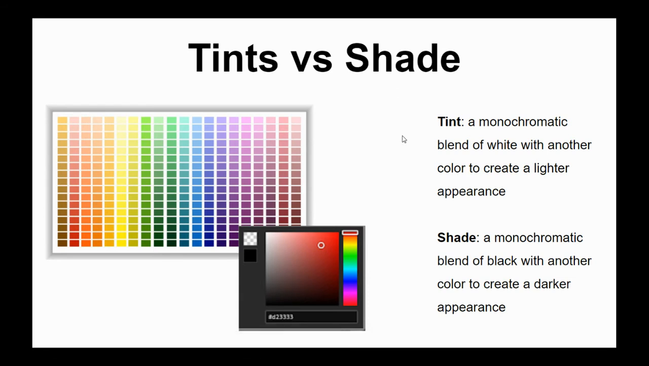A tint is a monochromatic blend of white with another color to create a lighter appearance. So if we look at all these different colors, we'll notice that the colors get lighter as they go towards the top. That's because these colors are progressively getting more white added to them to make them look lighter. A shade, on the other hand, is a monochromatic blend of black with another color to create a darker appearance. So if we look at all these colors as they go towards the bottom, they are getting darker because there is more black or darkness added to them. So tints is when you add white to a color. A shade is when you add black to a color.